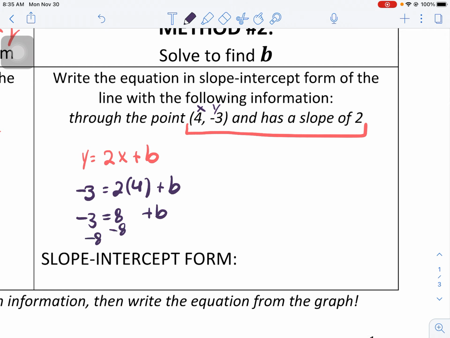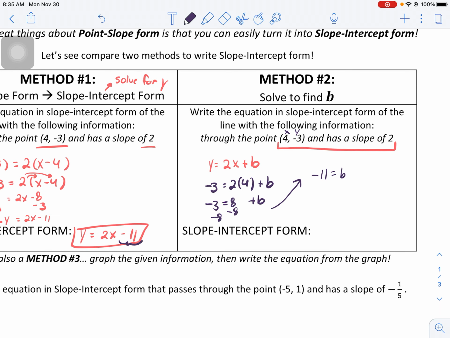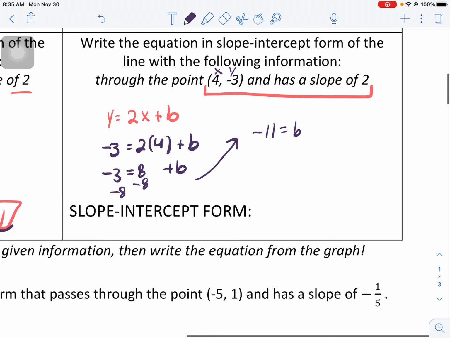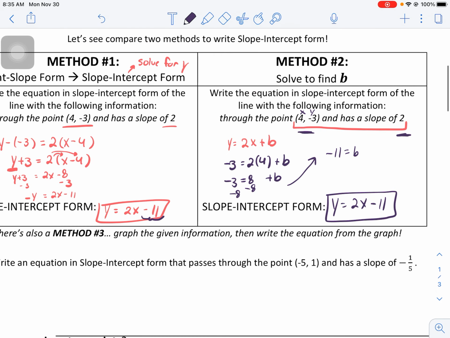We subtract 8 from both sides, and that leaves you with -11 is equal to b, right? Which is what we found down in this other problem. So our slope-intercept form would be y is equal to 2x minus 11, which it should be the same because notice same point, same slope as the first one.